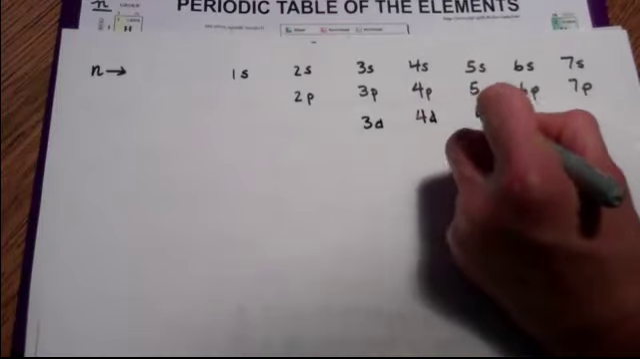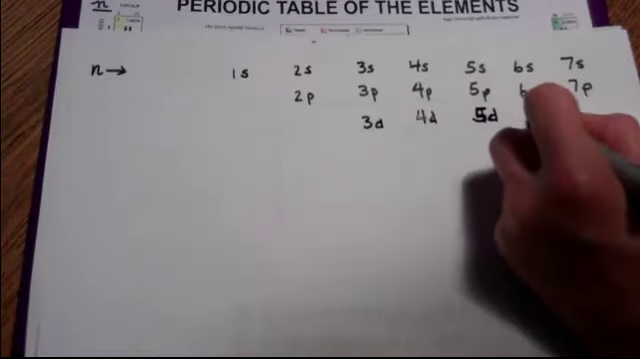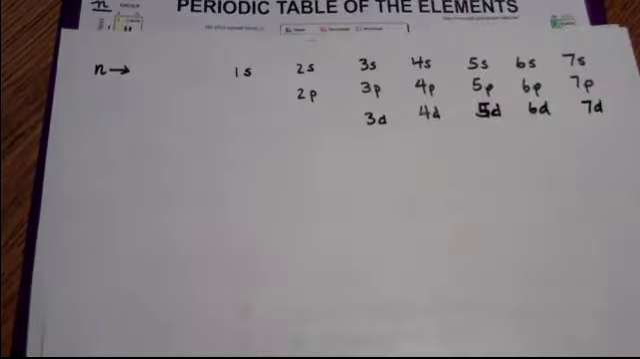So we can add those, oops, that should be 5d, 6d, and 7d. And then finally, the f orbitals would come next. So we know our third level does not have the f orbitals because it's not large enough. But then our fourth and beyond has the f orbitals, so we can put those in as well. So we would have a 4f, a 5f, a 6f, and a 7f.